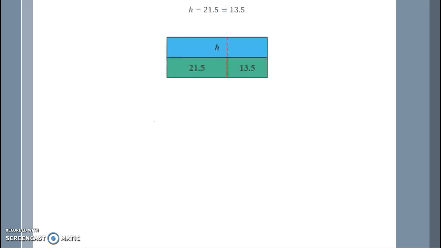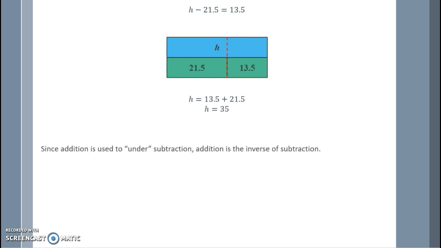h minus 21 5/10 equals 13 5/10. So that dotted line represents the subtraction piece. Starting from the whole piece, we're going to take away the 21 5/10. We can add those two pieces together such that h is equal to 35. So since addition is used to undo subtraction, addition is the inverse of subtraction. So addition has the inverse of subtraction, and subtraction has the inverse of addition.